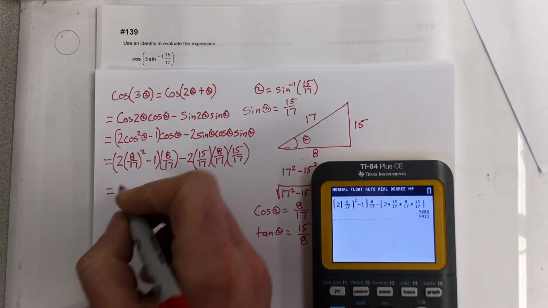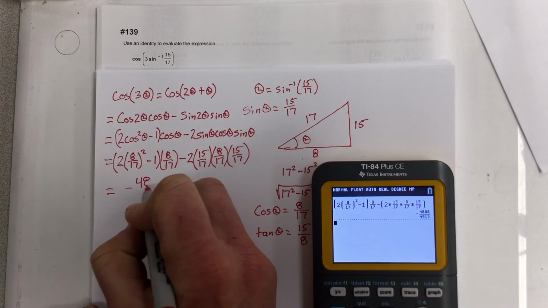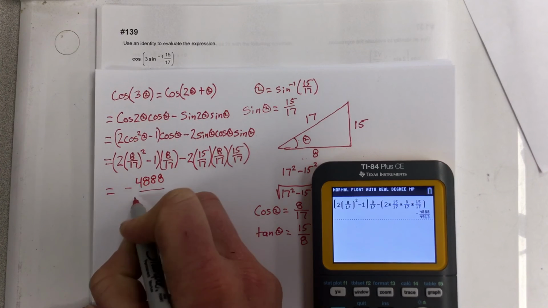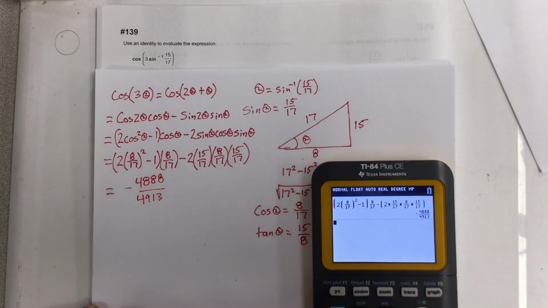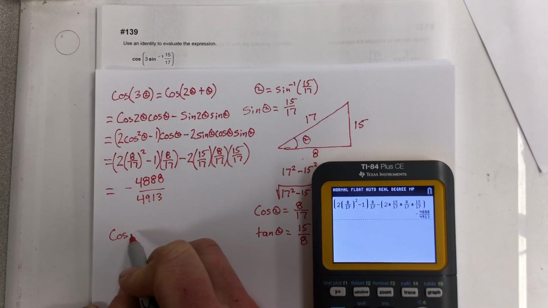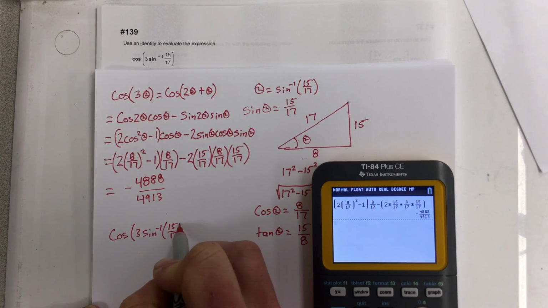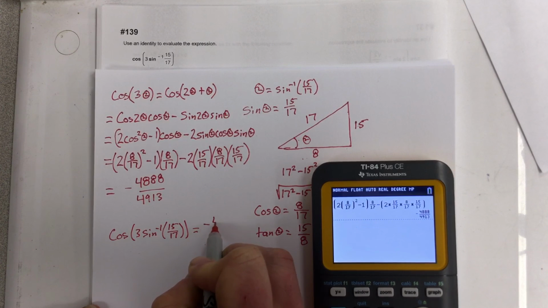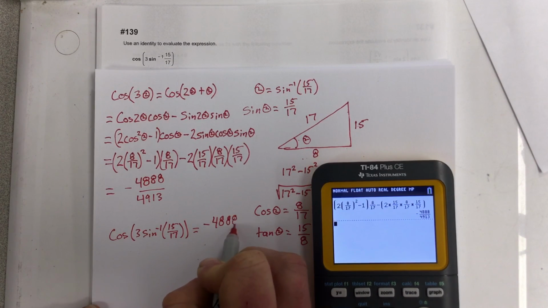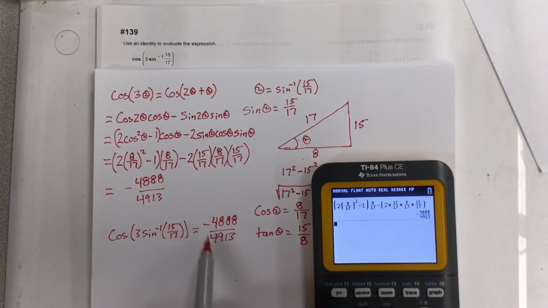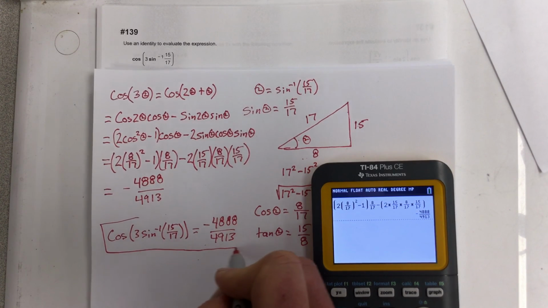So we get negative 4,888 over 4,913, which means that cosine of 3 sine inverse 15 over 17, when it's evaluated, gives you negative 4,888 over 4,913. Now what's important about this is it's still greater than -1. It's close to -1, but it's greater than -1. This tells you if cosine's close to -1 that we're really close to 180 degrees on the unit circle. But we're still on the unit circle.